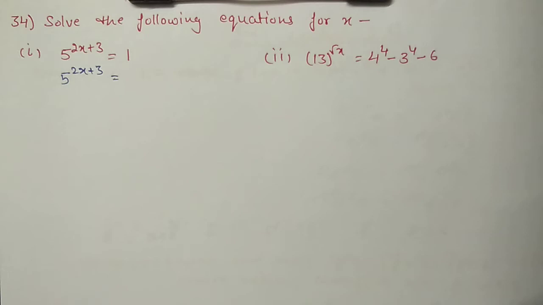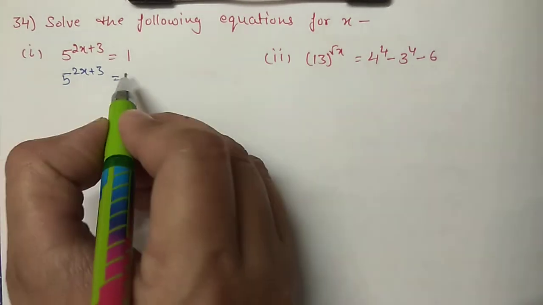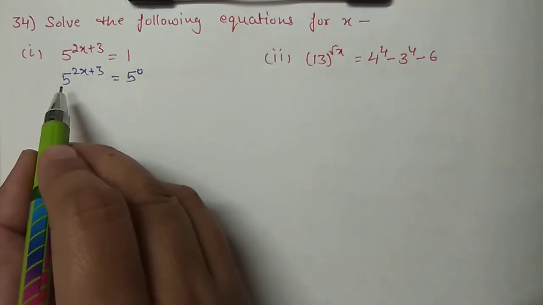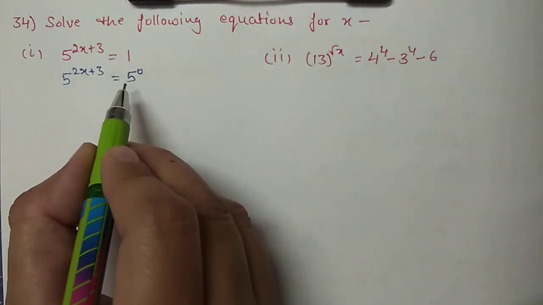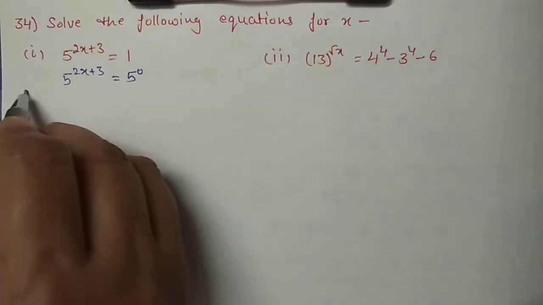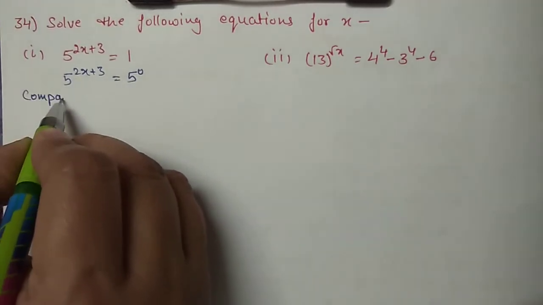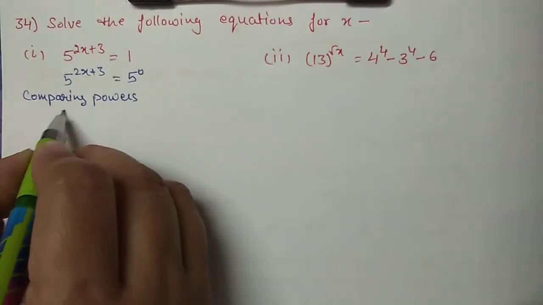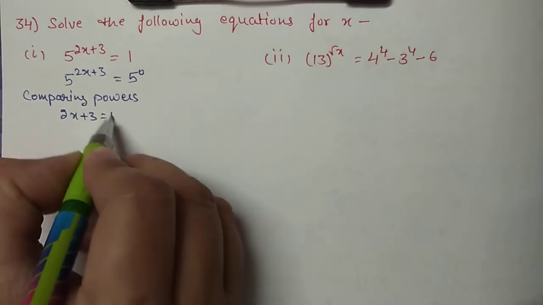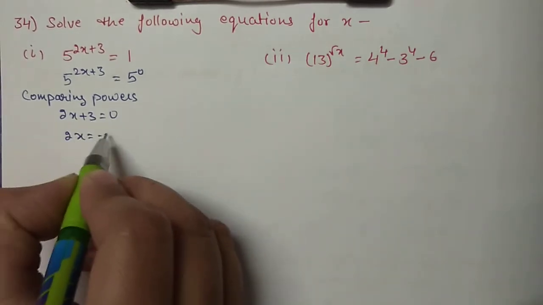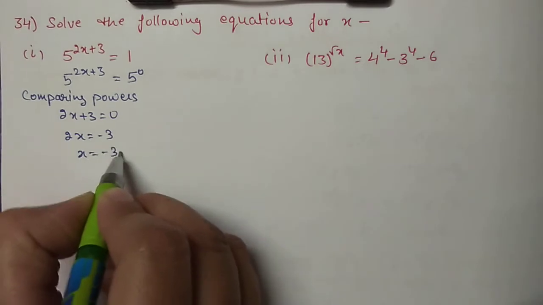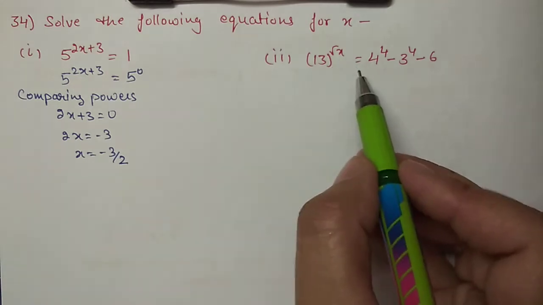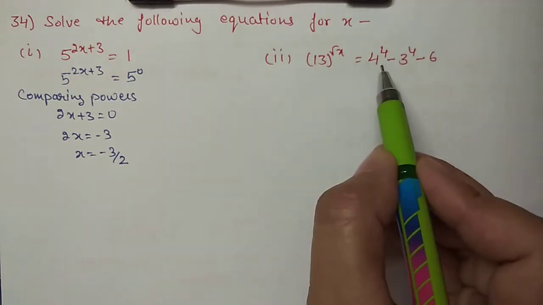So we know one value will be equal to 5 to the power 0. Any power 0 is equal to 1. Because we have 5 base here, this side also we will take 5 base. Now we can compare the powers. So we got 2x plus 3 equal to 0, 2x equal to minus 3, and x value will be minus 3 by 2.